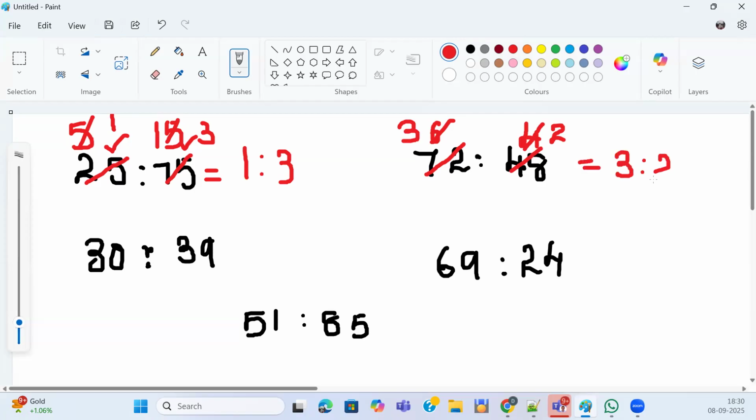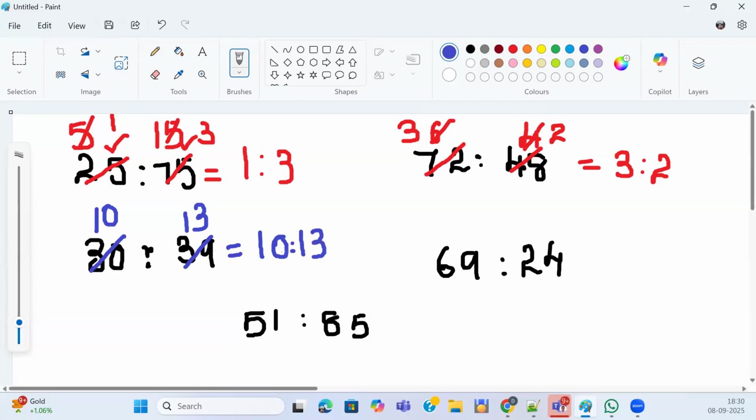Sixth class, everyone is able to solve this because you know the tables. 10 is to 13. 13 is a prime number, 10 is an even number. You cannot cancel, right? So 10 is to 13.